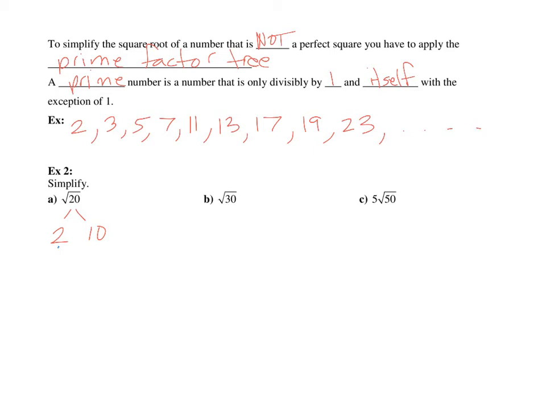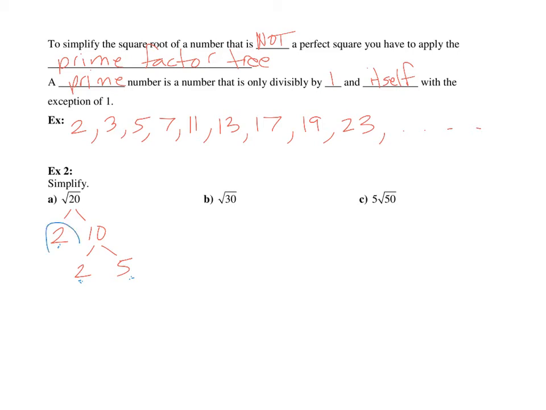10 is not a prime, so I break it down. What's the smallest prime that goes into 10? 2. I have 2 times 5. Now notice that all the numbers here at the ends of the branches are primes. That's why it's called a prime factor tree. Now once you have this prime factor tree, what do you do next? You look for pairs of numbers, pairs of primes.